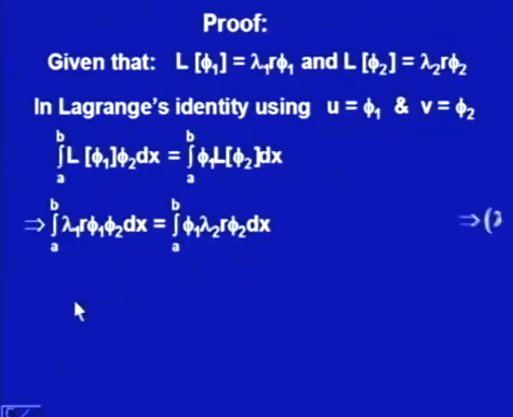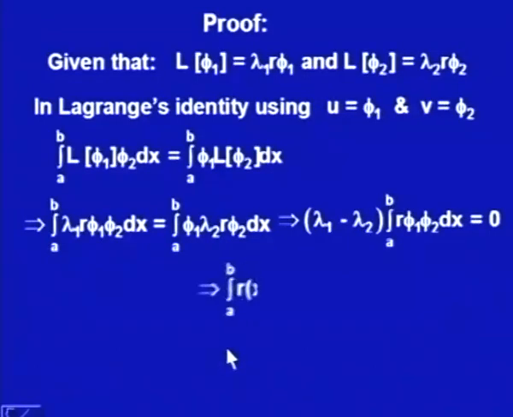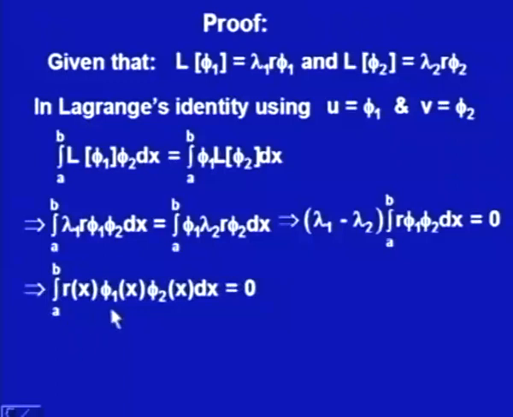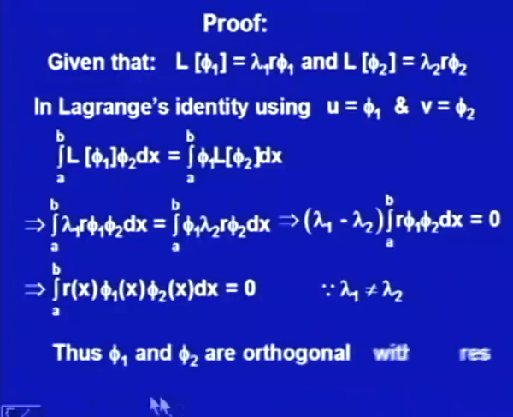Now rewriting this, we get (lambda 1 minus lambda 2) times the integral of r phi 1 phi 2 dx is equal to 0. Now we know that we have taken lambda 1 and lambda 2 distinct, that is, lambda 1 minus lambda 2 is not 0. That says the integral of r phi 1 phi 2 with respect to x on the interval a to b would be 0, which says phi 1 and phi 2 are orthogonal. So they are orthogonal with respect to r(x).